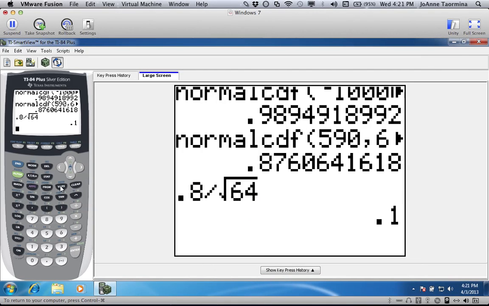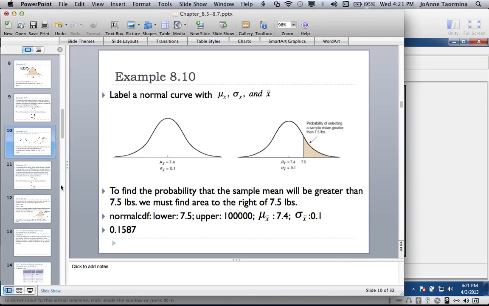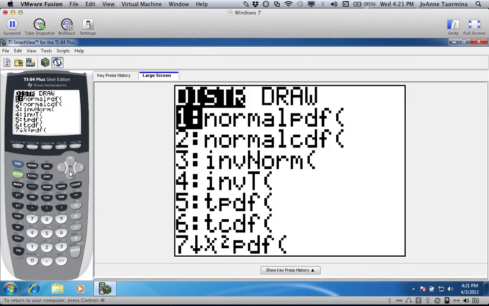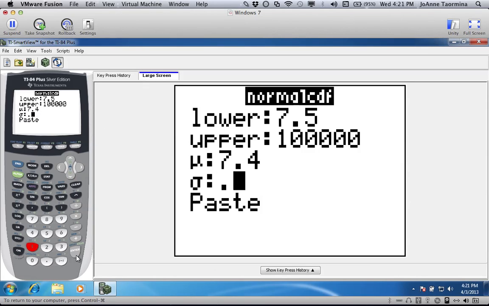Second, DISTR. The lower is 7.5. The upper is 100,000. The mean is 7.4. And the standard deviation is 0.1.